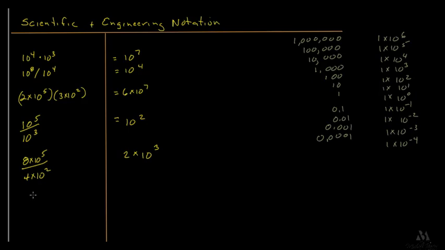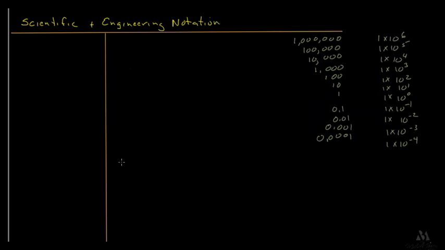Let's try a different one. Let's go 12 times 10 to the 3rd divided by 4 times 10 to the 5th. Well, let's go ahead and divide 12 and 4, which is going to leave us with 3. And what is 3 subtract 5? We're going to get a negative 2.